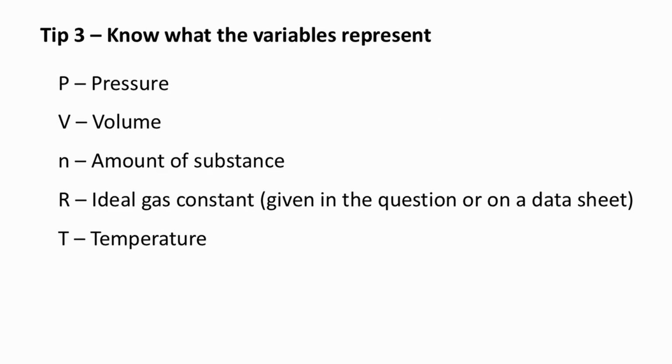This will make it so much easier for you to recognise where to use the ideal gas equation. P represents pressure, V represents volume, n is amount of substance, R is the ideal gas constant, which will be given in the question or on a datasheet, and T is temperature.